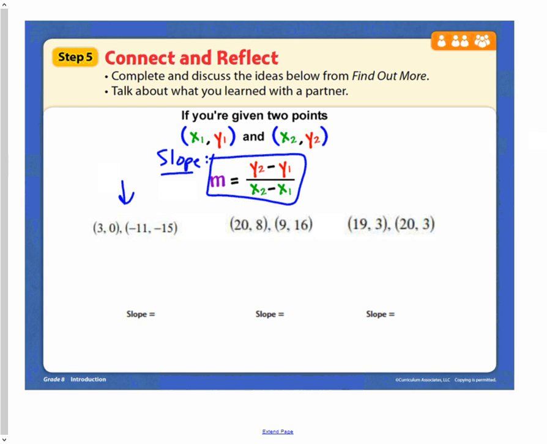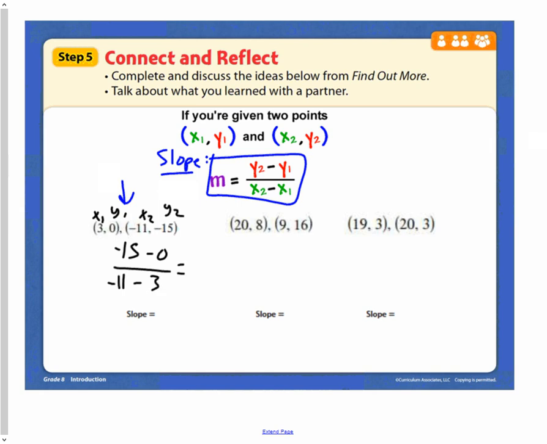So to use the formula, on the top, we look at the y's because it is changing y over changing x. Take the second y minus the first y. So this is our y2, and this is our y1. So in this one, I would take negative 15 minus 0. And on the bottom, I would take the x2 minus x1. So this is our second x, and this is our first x. So it would be negative 11 minus 3.